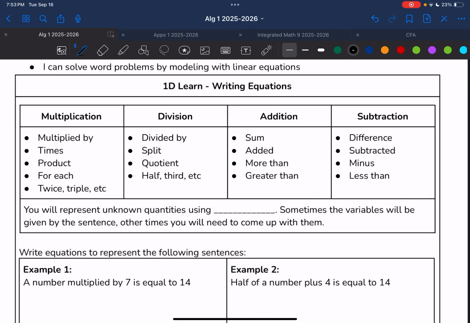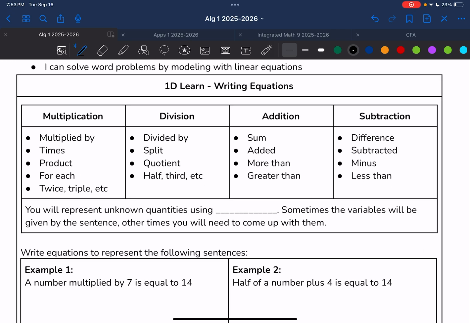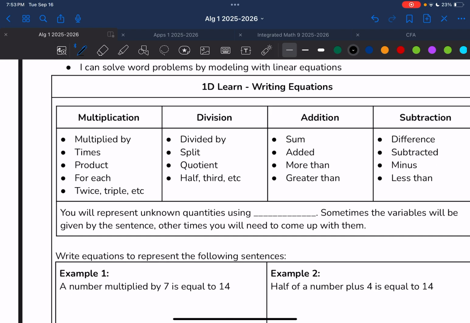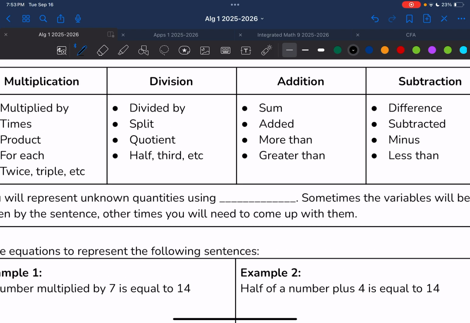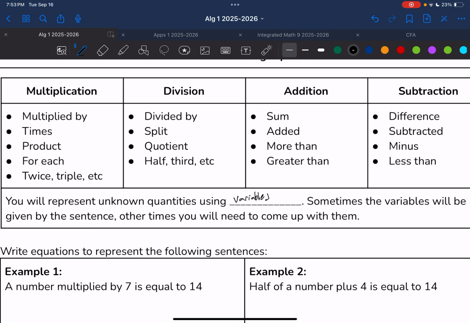All right, and so we'll be using these operations to create equations from sentences. And in those equations, we're going to represent unknown quantities as variables. Sometimes there'll be specific variables that a problem will ask you to use. They'll be like, use H for this or use L for that. Sometimes they won't give you a specific variable, in which case you can use whatever you want. Just make sure you're very clear on what the variable represents.